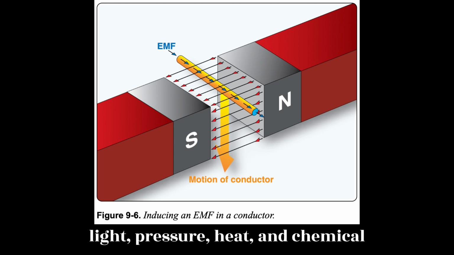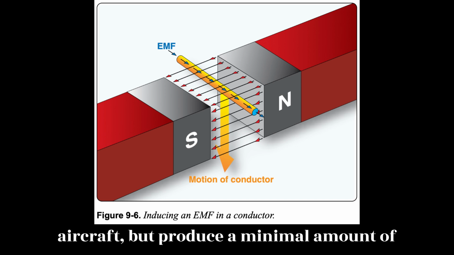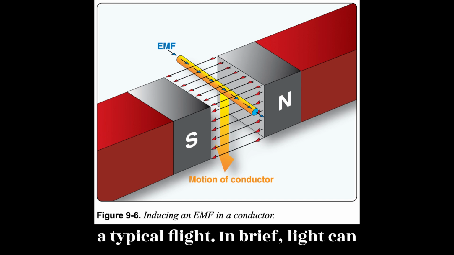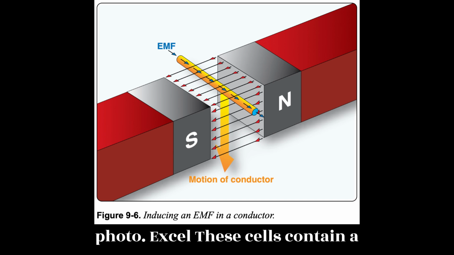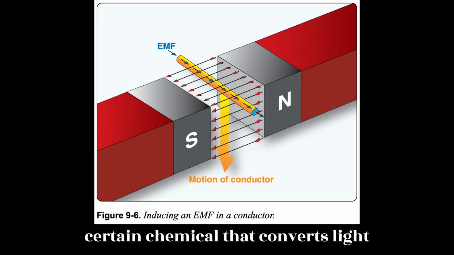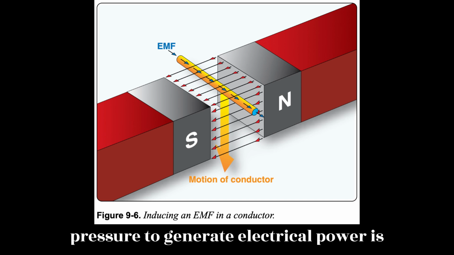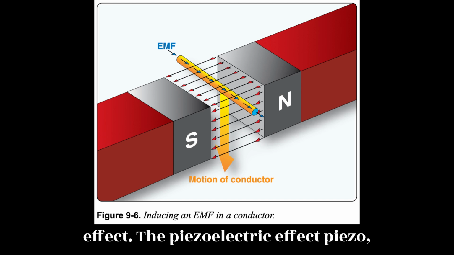The use of light, pressure, heat, and chemical sources for electrical power is found on aircraft but produces a minimal amount of all the electrical power consumed during a typical flight. In brief, light can produce electricity using a solar cell, photovoltaic cell. These cells contain a certain chemical that converts light energy into voltage/current. Using pressure to generate electrical power is commonly known as the piezoelectric effect.